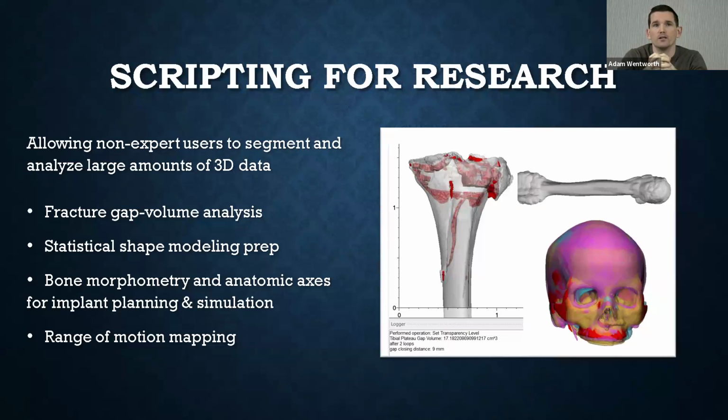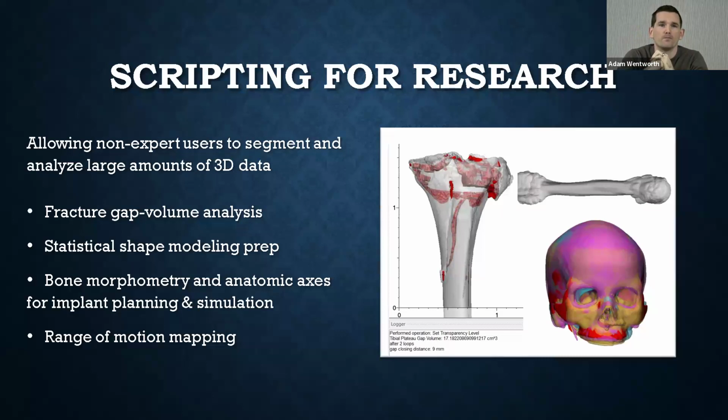Statistical shape modeling has a large potential for this, where we will take large amounts of a single type of bone. For example, the bones you see here are a humerus and skulls.